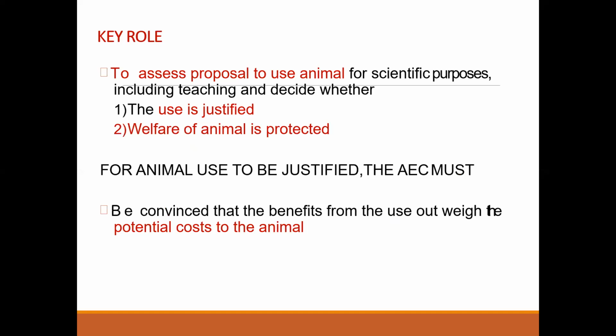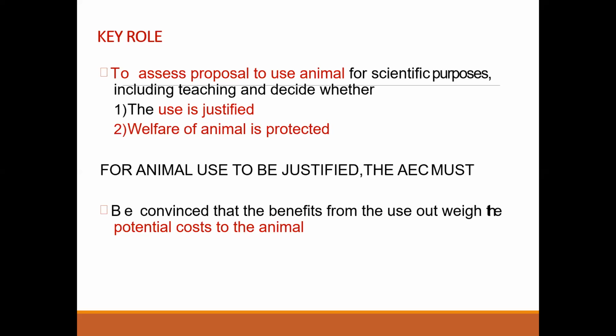Then a key role of the IAEC is to assess the proposal to use animals for scientific purposes and see whether the use is justified. So if you are using rabbits, right, how many rabbits? What is the status of the rabbit? What is the weight? What is the age? That should be considered, along with the number of rabbits. Whether this number of rabbits is justified or not, you have to justify every time. If I use nine rabbits, what is the purpose of using nine rabbits? So this justification is required.